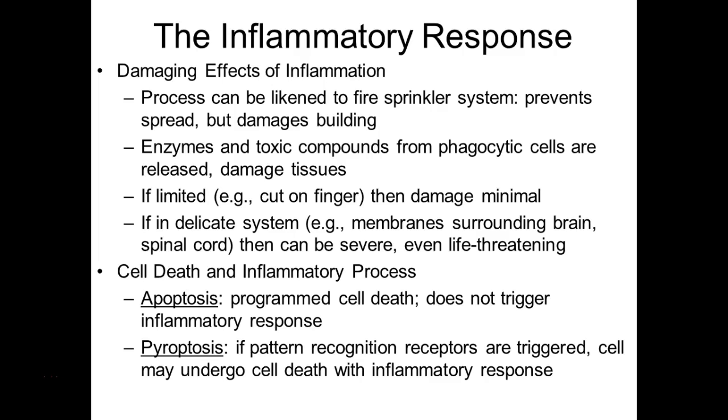So enzymes and toxic compounds from our phagocytic cells are released and damage tissues. Because of that, as I said, neutrophils only go to the areas in our tissues when they're being called there under inflammation. I equate these guys to our suicide bombers, because they literally will kill themselves in an effort to kill the bad guys.